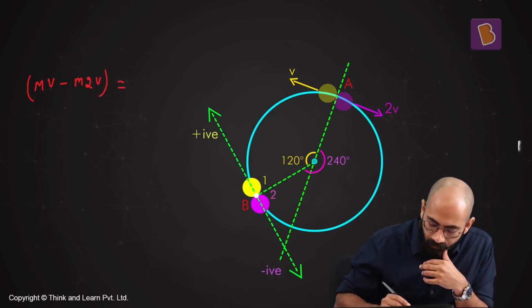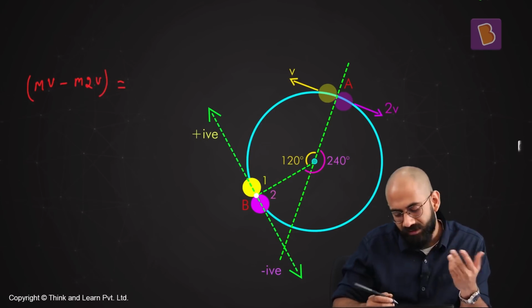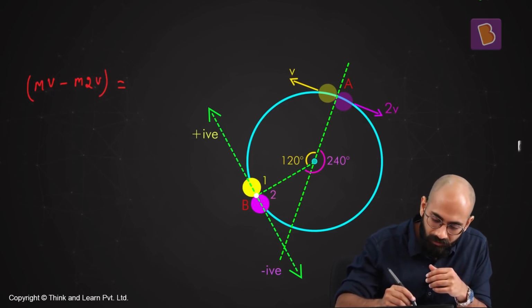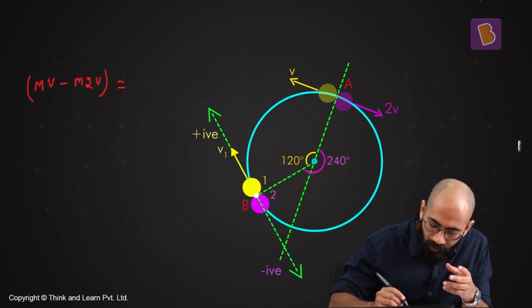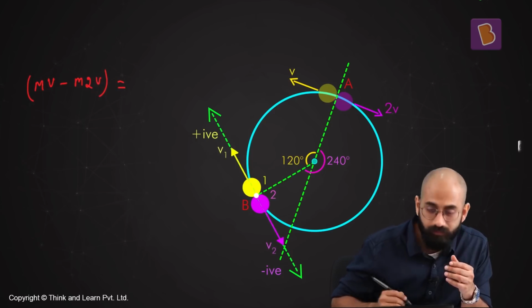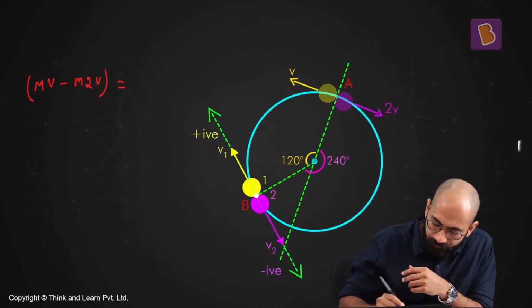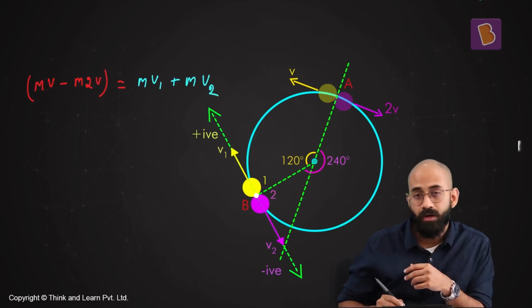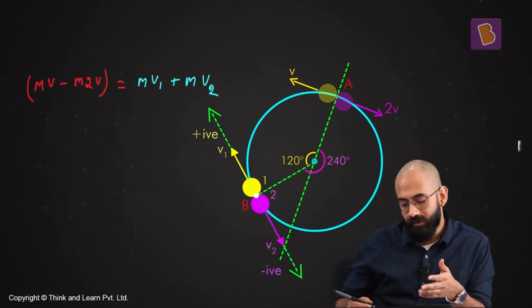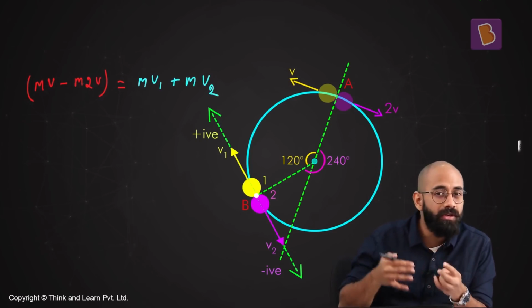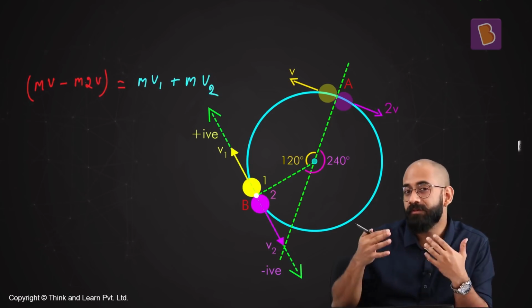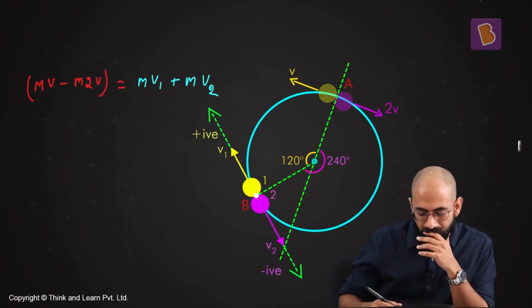And the final momentum will be, let's call this the velocity with which it comes after collision. Let's call this one v1 and this one v2, right? And therefore it will be mv1 plus mv2. Notice that I'm not using any signs over here, because even though we know the directions will change, we should not bring in the signs, because we don't know the values of v1 and v2. We just keep them as variables and we have to find out the value of v1 and v2, right?